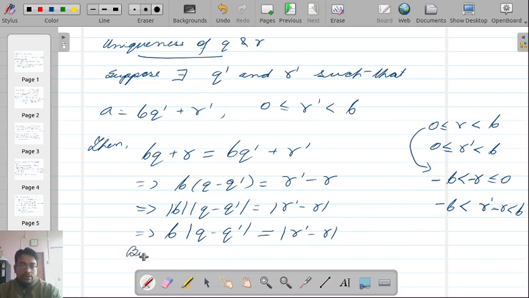So we'll write here, mod of R dash minus R is strictly less than B, as 0 less than or equal to R dash, R less than B. Both of them are less than B. So the modulus of their difference cannot exceed B. So what we have, B into this quantity is less than B, right?